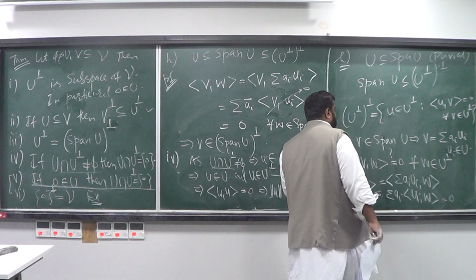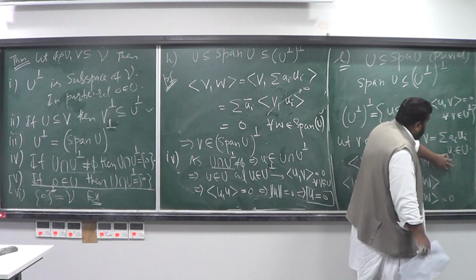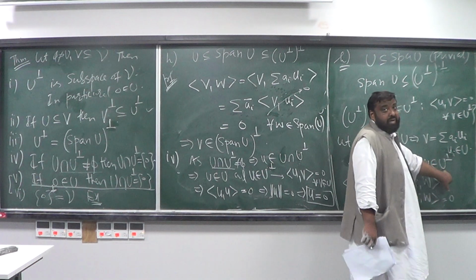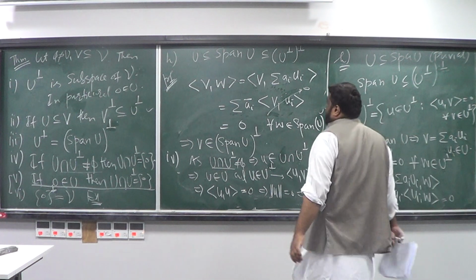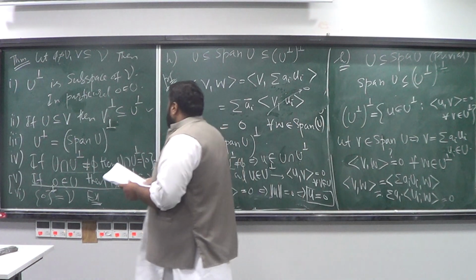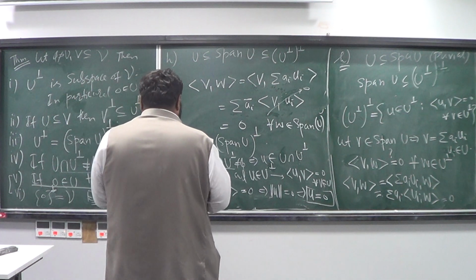So if this is the case, V would belong to the perp of this set actually. Perp of this set, which is the perp of the perp. Okay? So this is what is really the proof of this part actually. Okay?